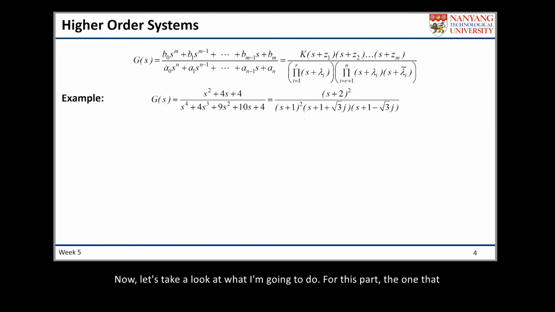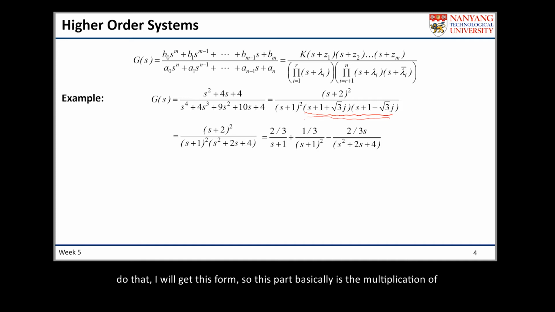Now let's take a look at what I'm going to do. For this part, the one that contains complex poles, I will expand it. So I will multiply these two forms. If I do that, I will get this form. So this part is basically the multiplication of this part. Now this is the form of the transfer function.